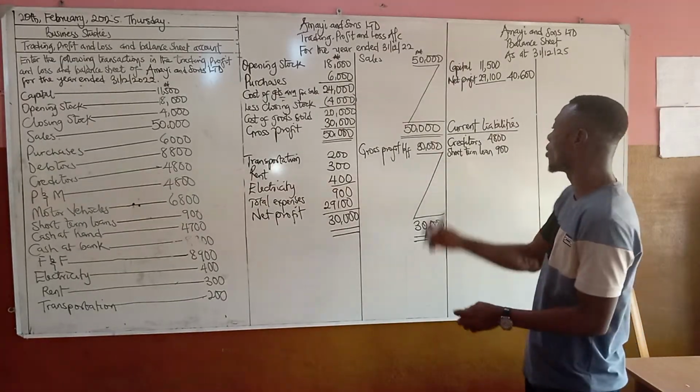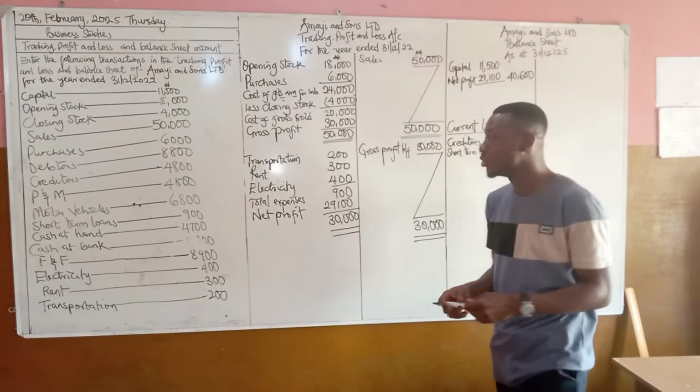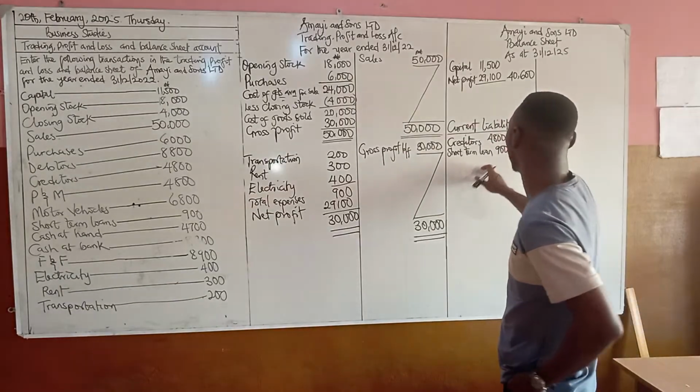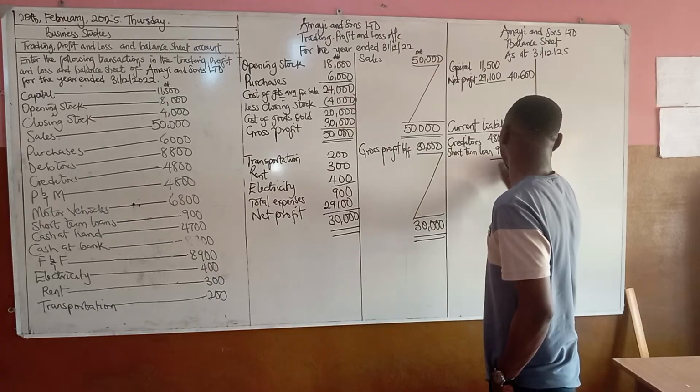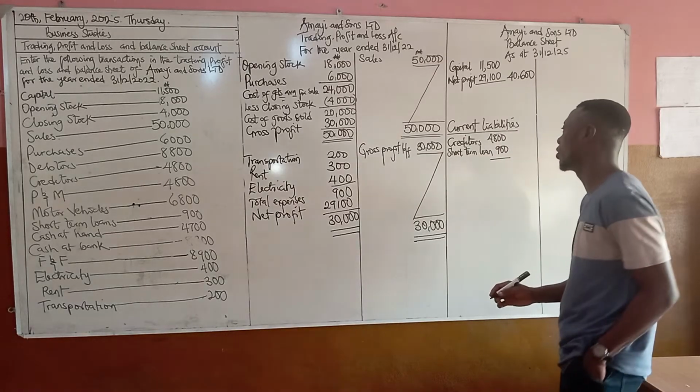Now, do we have any other current liability? No. So these are the two current liabilities we have. So when we add the two of them together, 4,800 plus 900 is what?